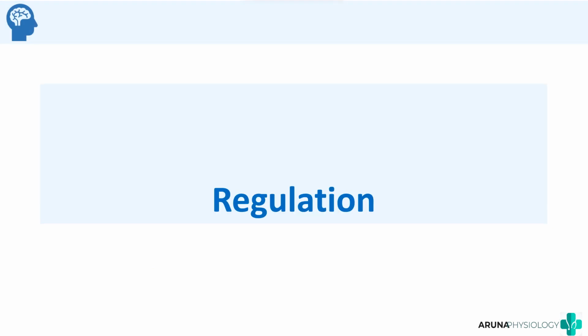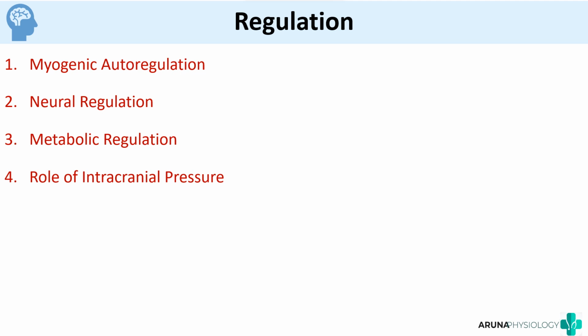So now moving on to the next important section, which is regulation of cerebral blood flow. This can be written under the following headings: myogenic autoregulation, neural regulation, metabolic regulation, and the role of intracranial pressure. So we'll see each one by one.